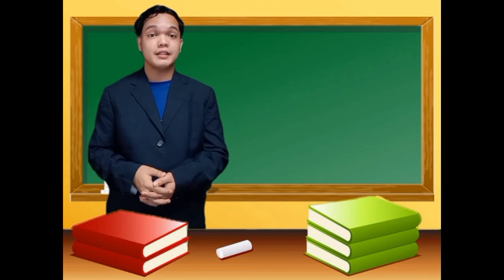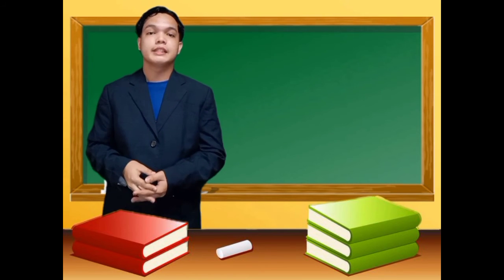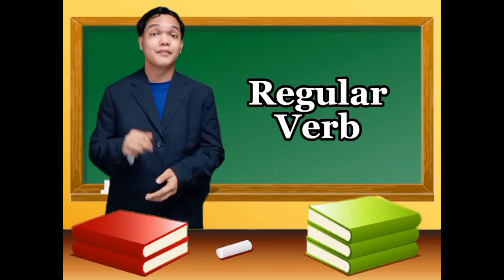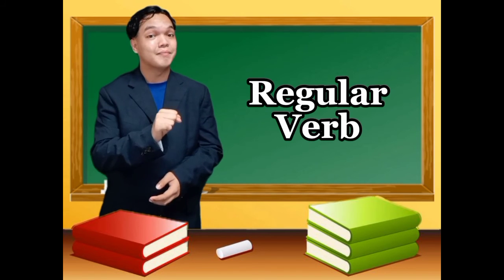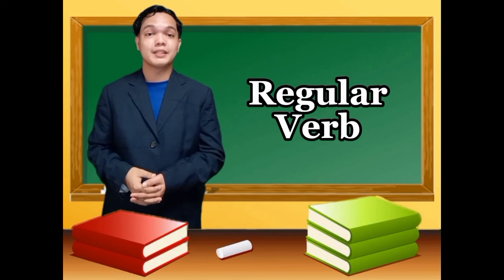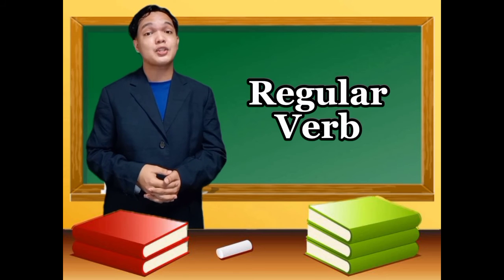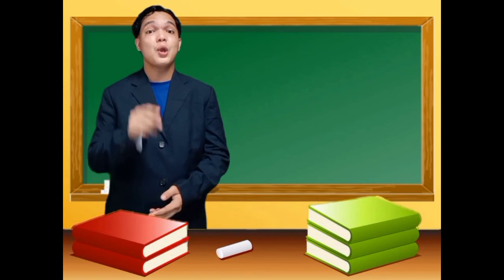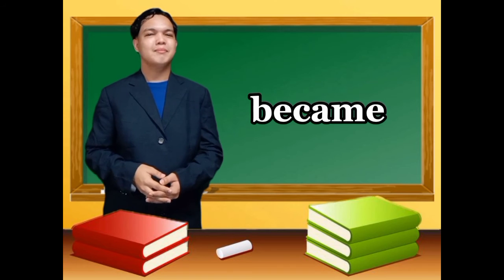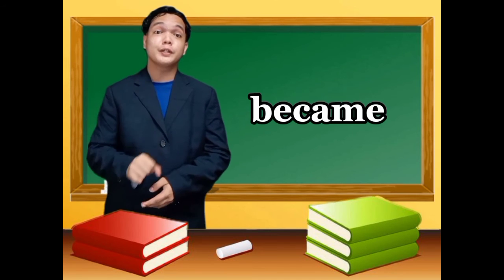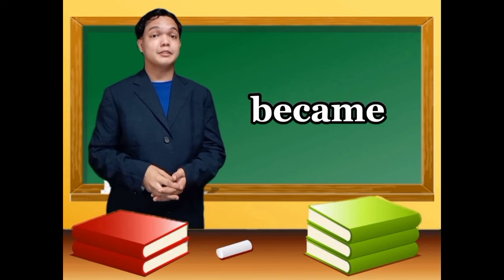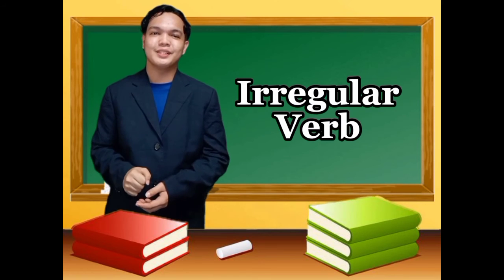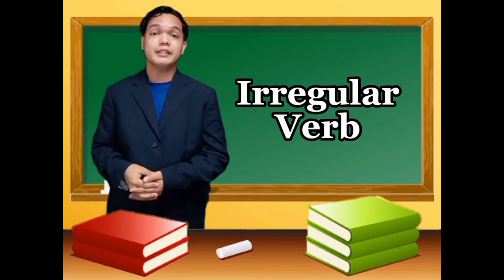Very good. In the fifth sentence, what is the verb used? Yes, learn. What kind of verb is this called? Regular verb. Very good. Why? Because, yes, it is a verb that ends in ed or d to indicate an action in the past. Yes. In the sixth sentence, what is the verb used? Became. Very good. What kind of verb is this called? Yes, it is irregular verb.